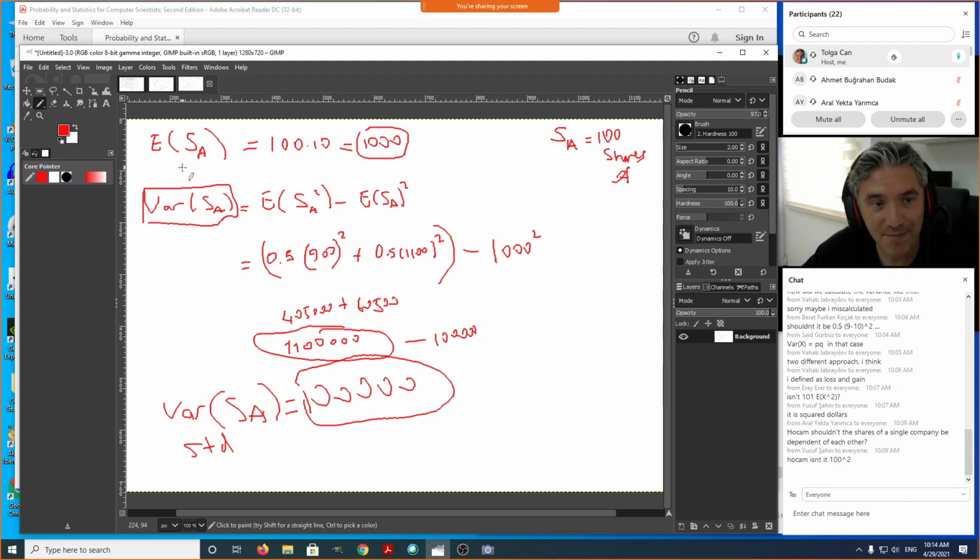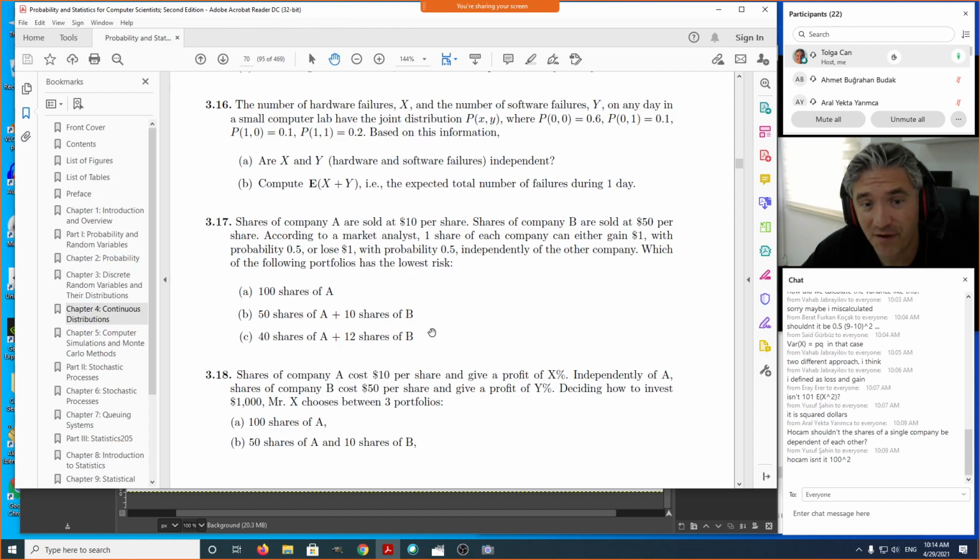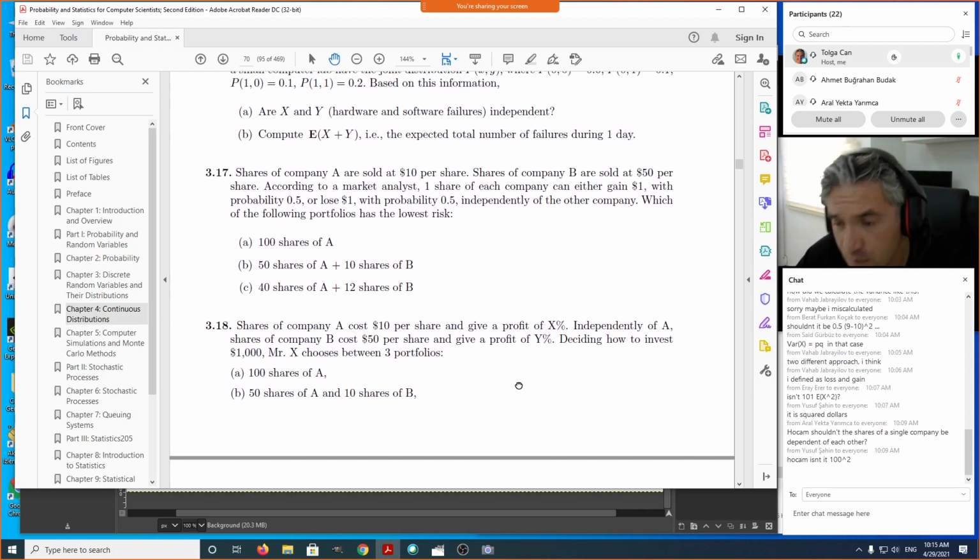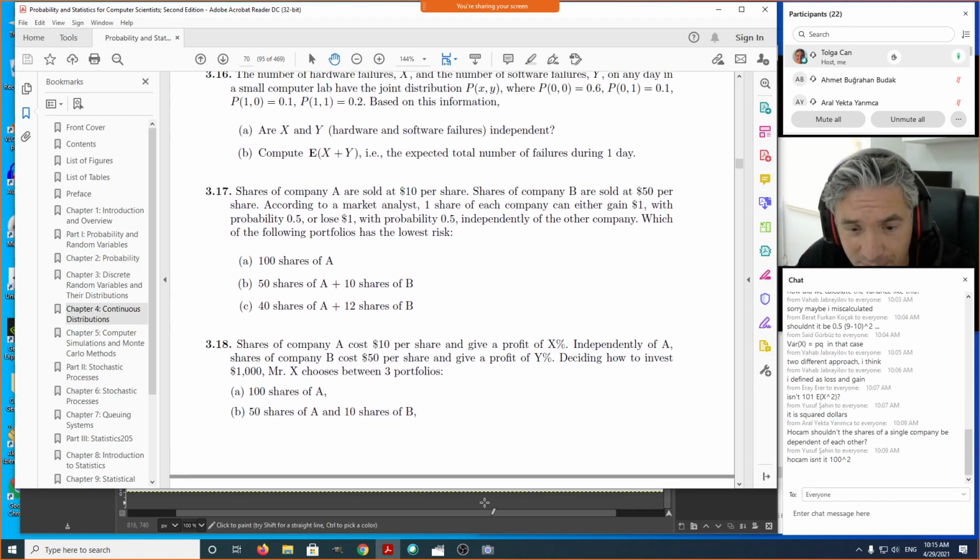So you do the same thing for the other variables separately, and the one with the smallest standard deviation is going to be your lowest risk option. So this is basically a variance question and how you compute the variance of these things. Now, is it clear? Any comments or questions about this?